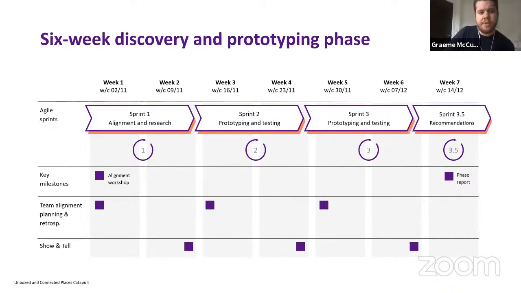So we delivered our discovery and prototyping phase across 6 weeks. We ran it through 3 two-week sprints. We embedded our Agile meetings throughout and concluded each sprint with a show and tell, meaning we were able to share progress and gather feedback from key stakeholders on the project and really pull that into what we were doing for the next sprint.